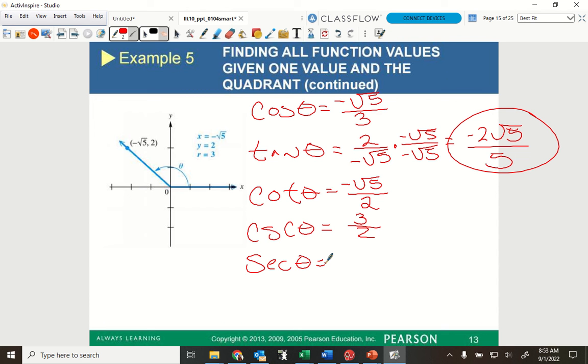Secant. Secant is R over x, right? So my R value is 3. My x value is negative radical 5. Very good. So again, same thing. Rationalize. It's going to be negative 3 rad 5 over 5. Very good.